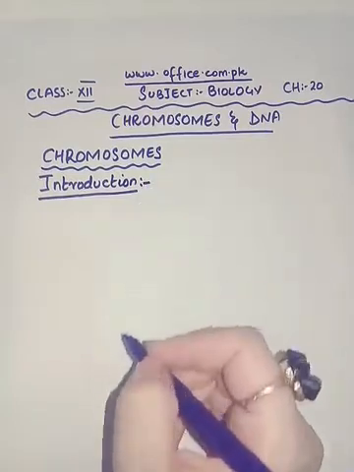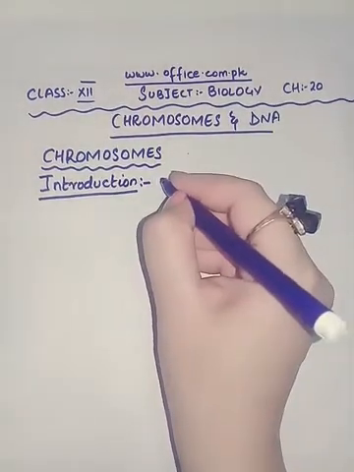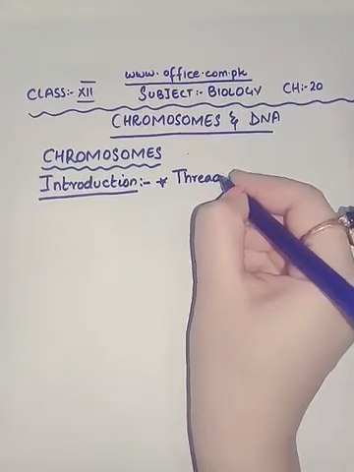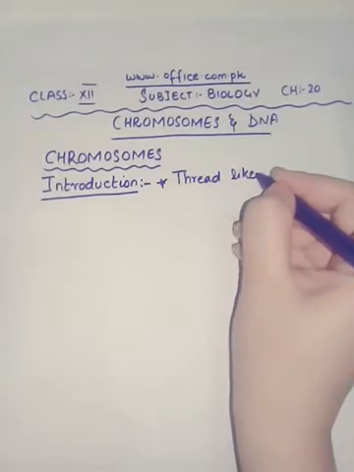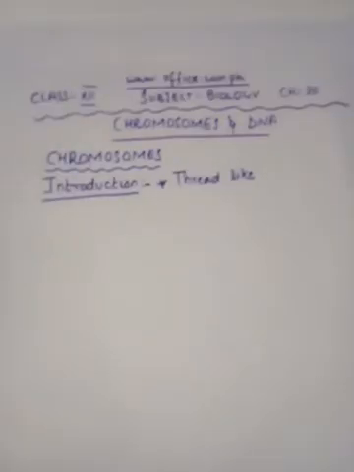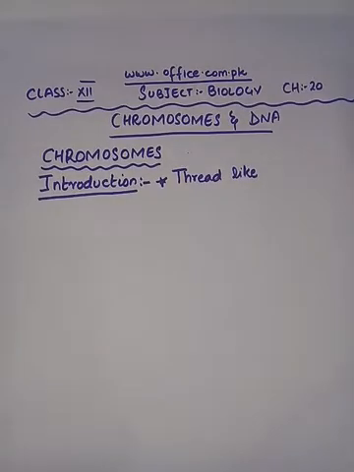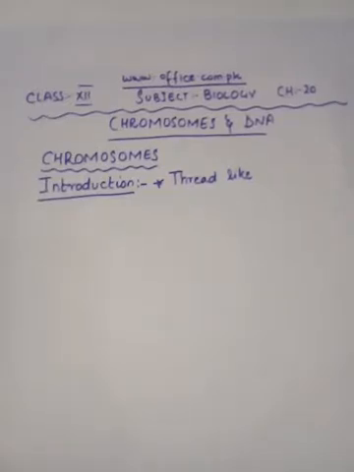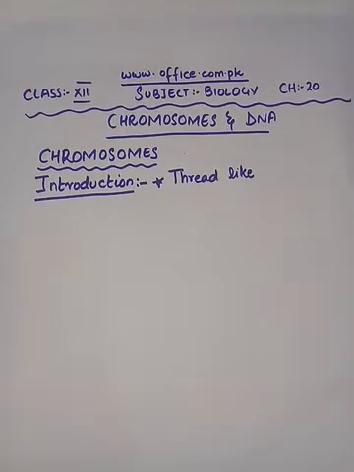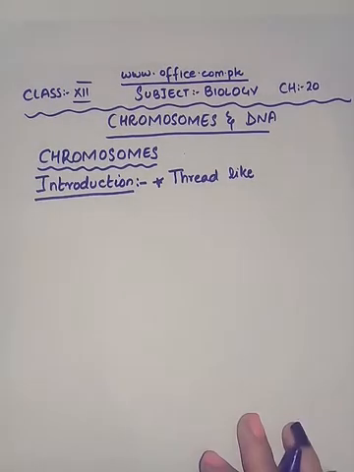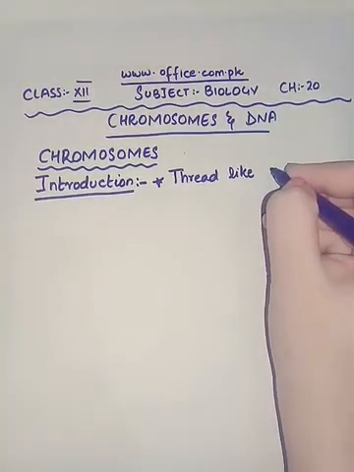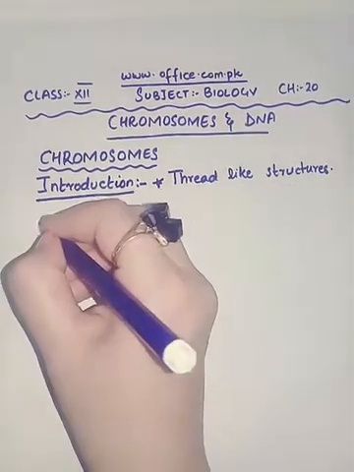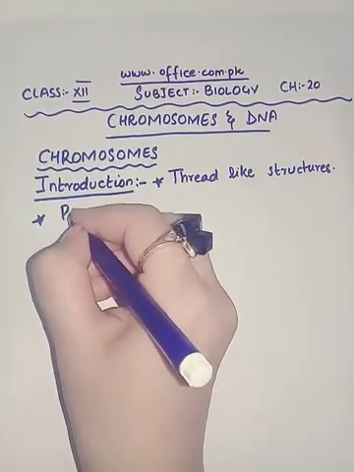The first point is that they are thread-like structures. I've told you earlier that while the cell is dividing, going through the process of mitosis or meiosis, the chromosomes become apparent and look like fine threads. So chromosomes are thread-like structures. They are present inside the nucleus.